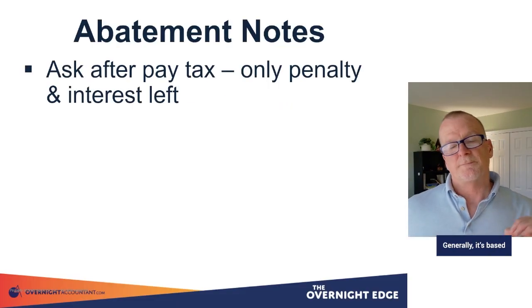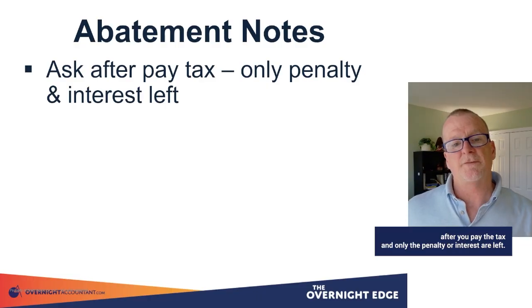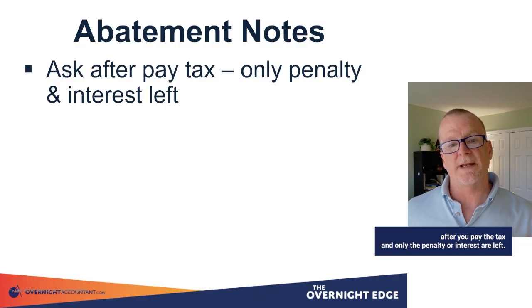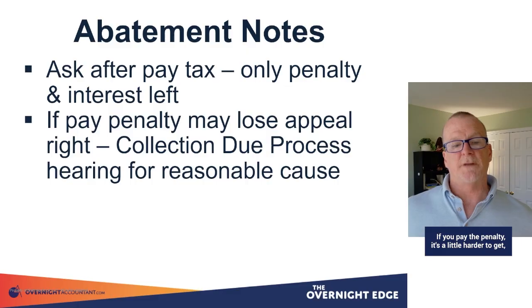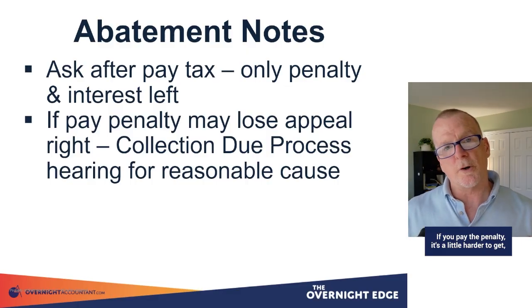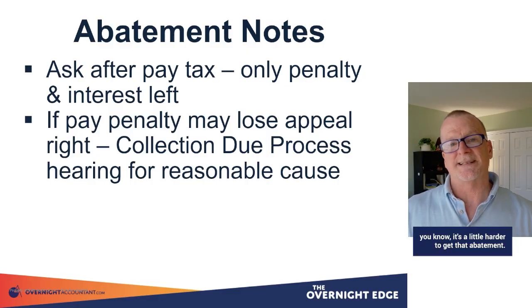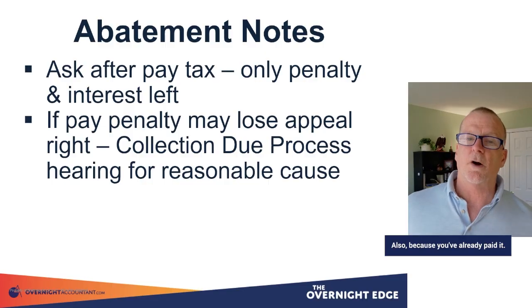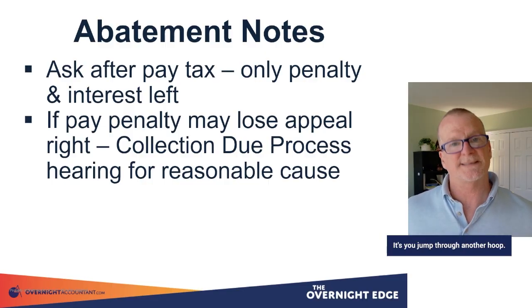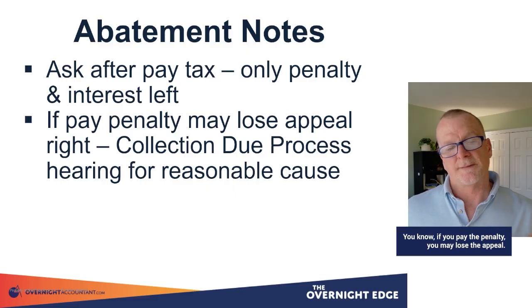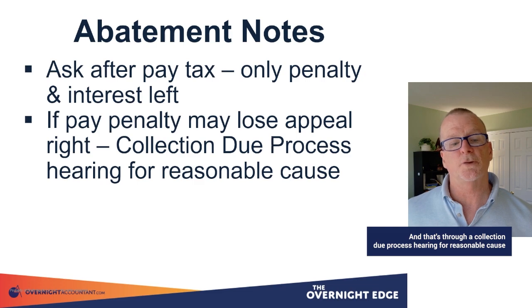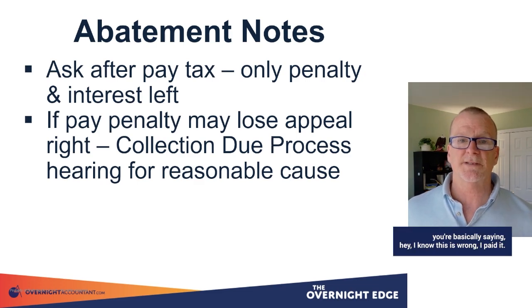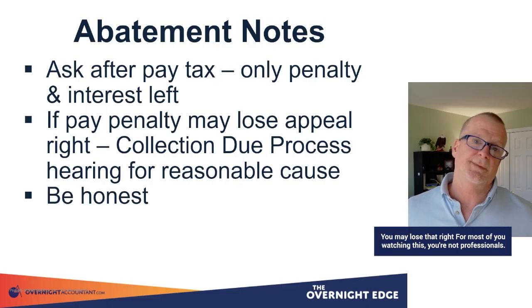Generally, it's based after you pay the tax, and only the penalty and interest are left. If you pay the penalty, it's a little harder to get that abatement. Also, because you've already paid it, you're asking for a refund. You jump through another hoop. You may lose. Also, if you pay the penalty, you may lose the appeal right, and that is through a collection due process hearing for reasonable cause. If you pay the penalty, you're basically saying, "Hey, I know this is wrong. I paid it." You may lose that right.